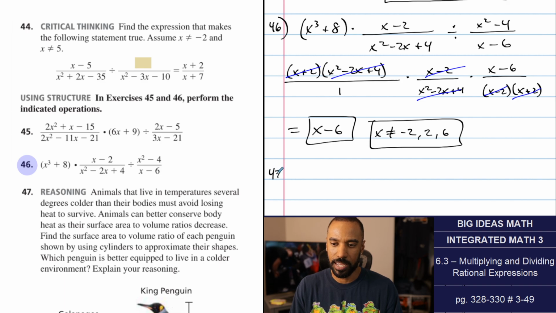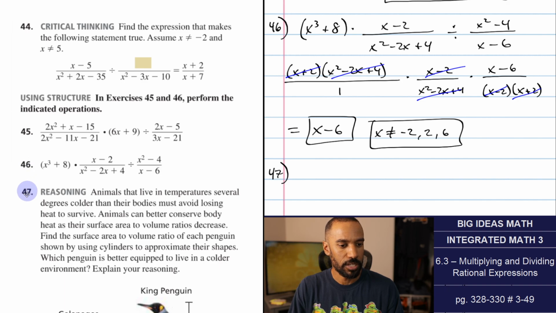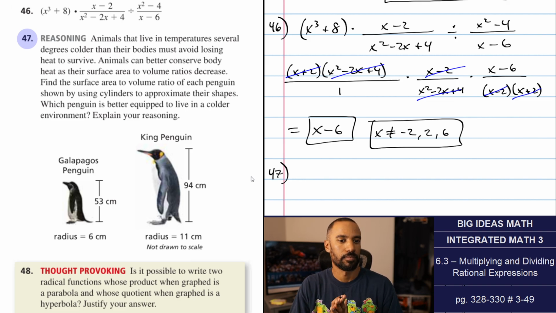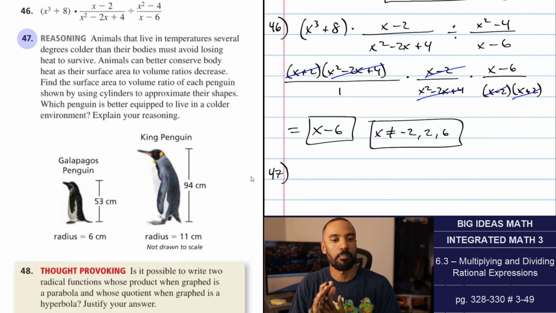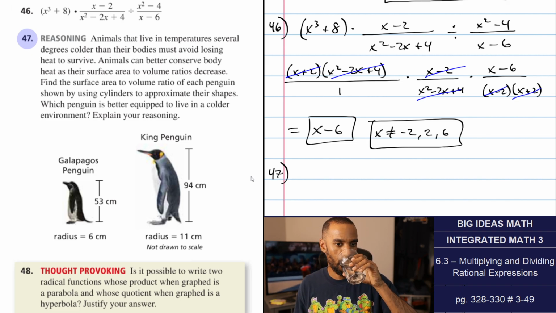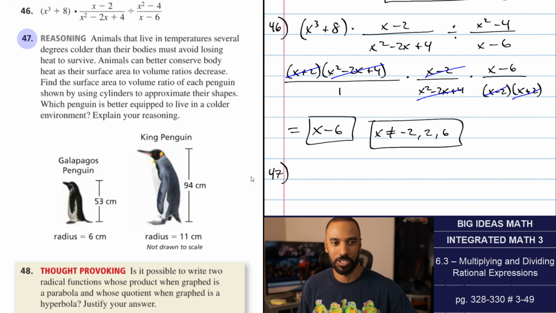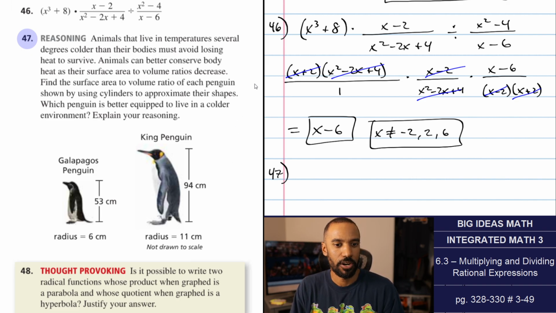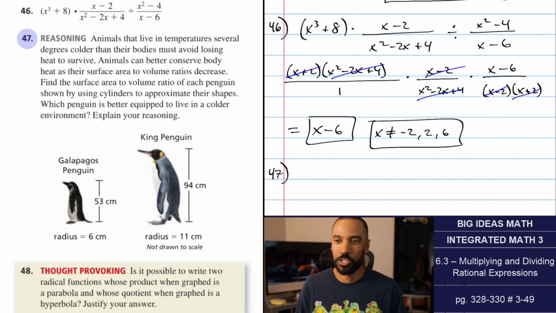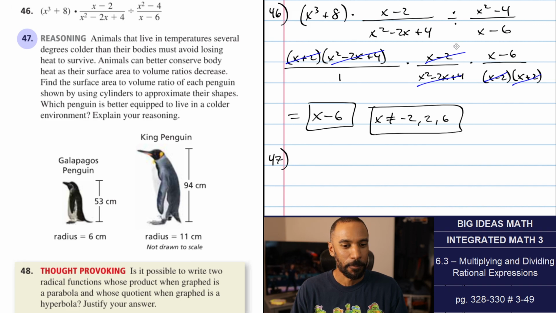Okay, number 47. Animals that live in temperatures several degrees colder than their bodies must avoid losing heat to survive. Yes. Animals can better conserve body heat as their surface area to volume ratios decrease. It's like the packaging efficiency. Find the surface area to volume ratio of each penguin shown by using cylinders to approximate their shapes. How shapist. Body shaming. Which penguin is better equipped to live in a colder environment?